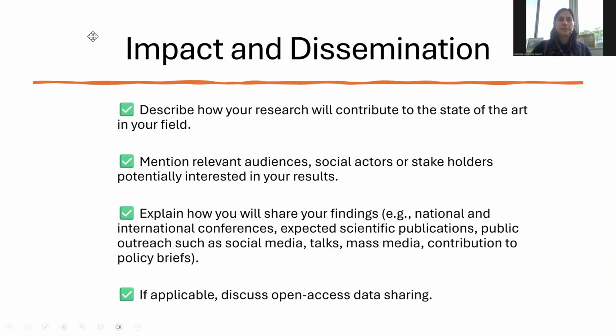Then we have this section on impact and dissemination of your results. And that's also an important part of the proposal because here you describe how your research will contribute to the state of the art in your field. It's important that you mention relevant audiences for your results, for example, social actors, stakeholders, policymakers, NGOs, general public, or just the scientific community, but whoever you think can be potentially interested in your results, it's important that you mention those.